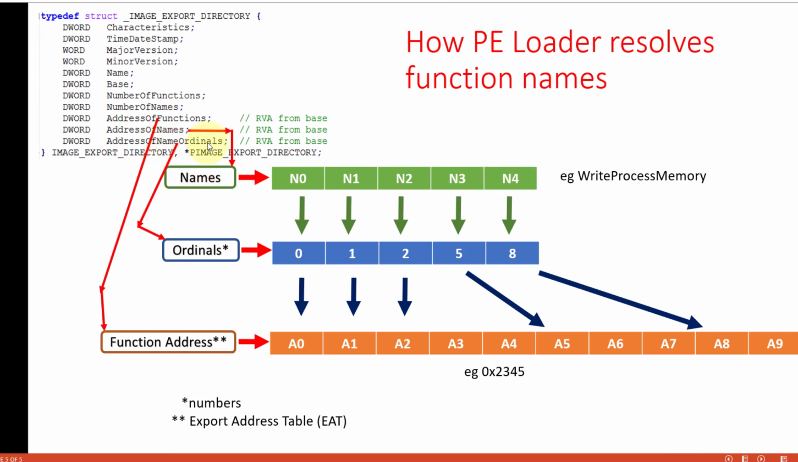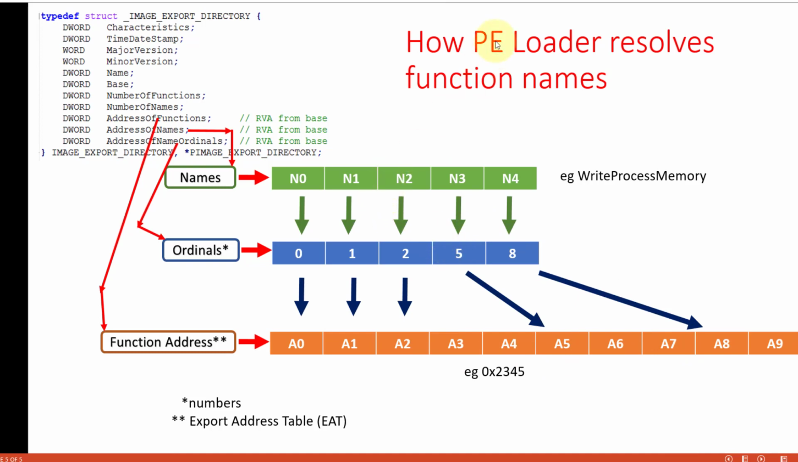And then the next array, down here, I call the ordinals. Ordinals are just numbers that represent the strings. The first string may be write process memory having ordinal 0, and then here you might have get proc address having ordinal 1 and so on. So why do we need to have these ordinals? The ordinals help to map the function address.